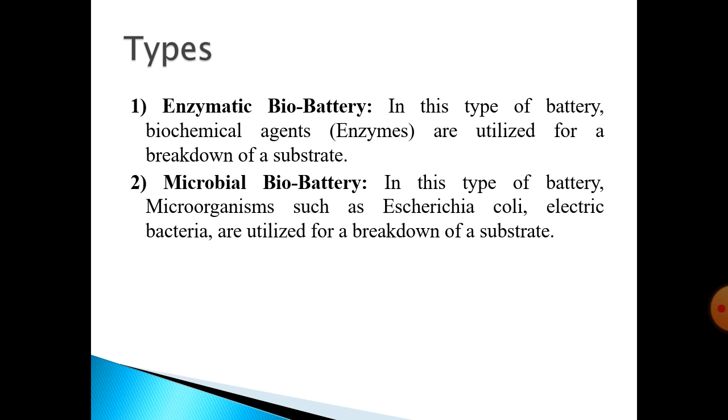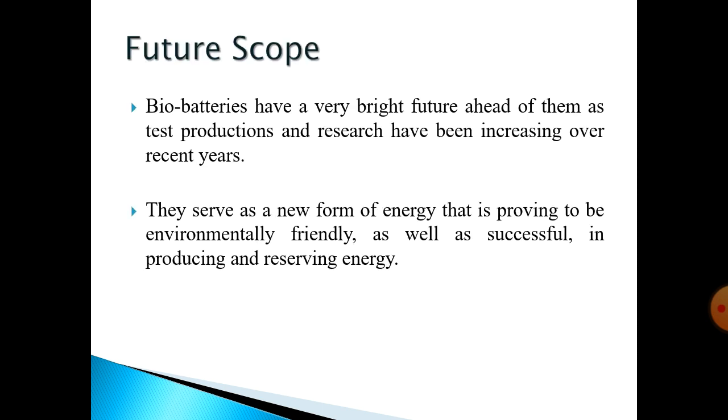Types of biobattery. Enzymatic biobattery. In this type of biobattery, biochemical agents which are enzymes are utilized for the breakdown of substrate. Microbial biobattery. In this type of biobattery, microorganisms such as Escherichia coli and electric bacteria are utilized for the breakdown of a substrate. Future scope. Biobatteries have a very bright future ahead of them as test productions and research have been increasing over recent years. They serve as a new form of energy that is proving to be environmentally friendly as well as successful in producing and reserving energy.